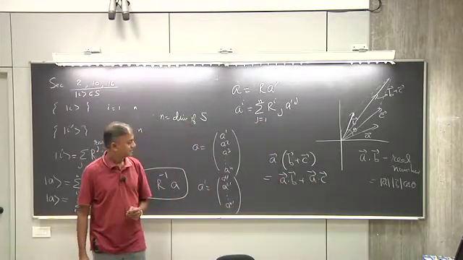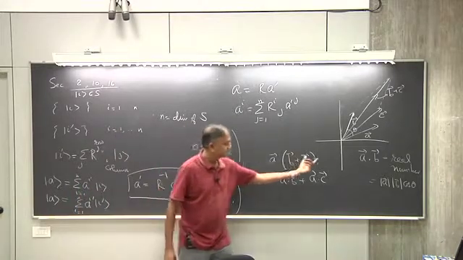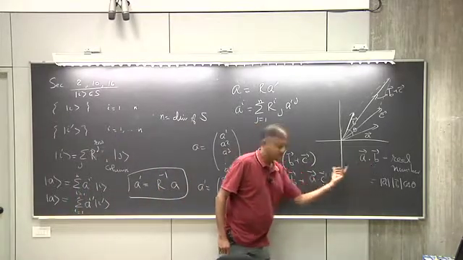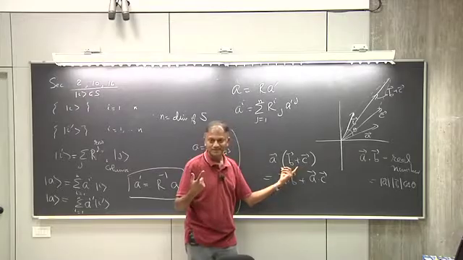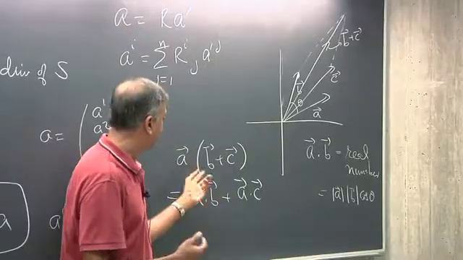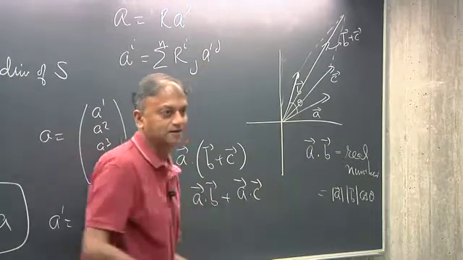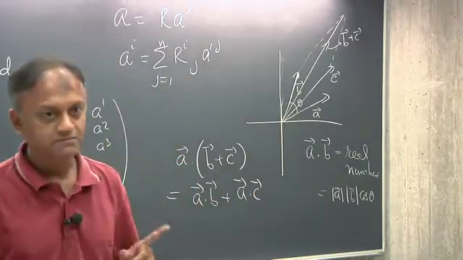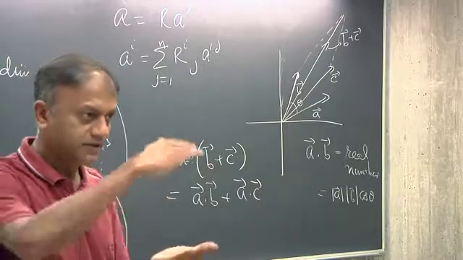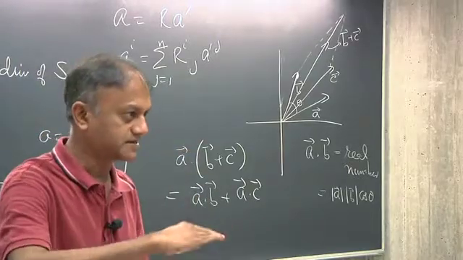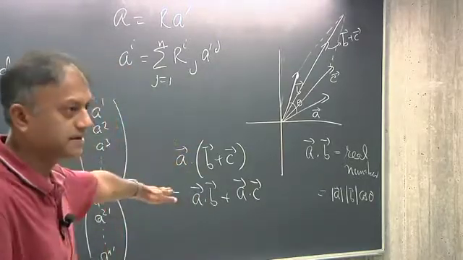Well, this is the same as A dot B plus A dot C. So this is the important point, that this rule that I am giving is linear, in the sense that A dot (B plus C) is the same as A dot B plus A dot C. So the scalar product has to satisfy this very important condition. There are more conditions than this. This is a very important condition, but that's not all.